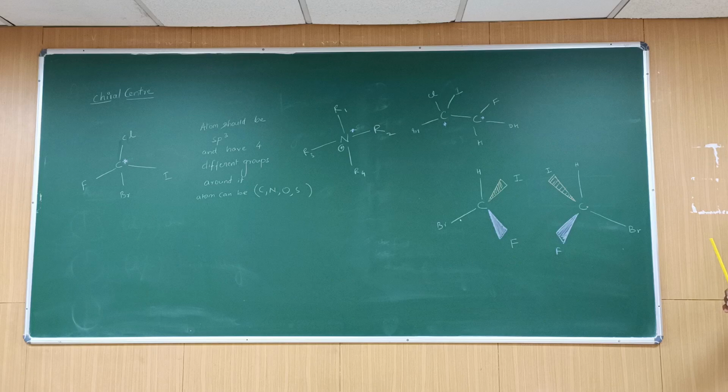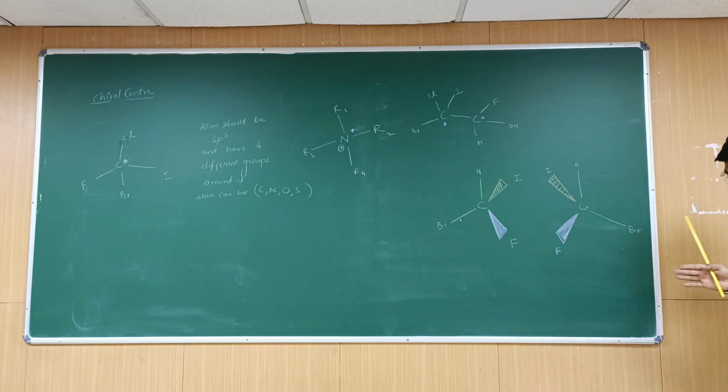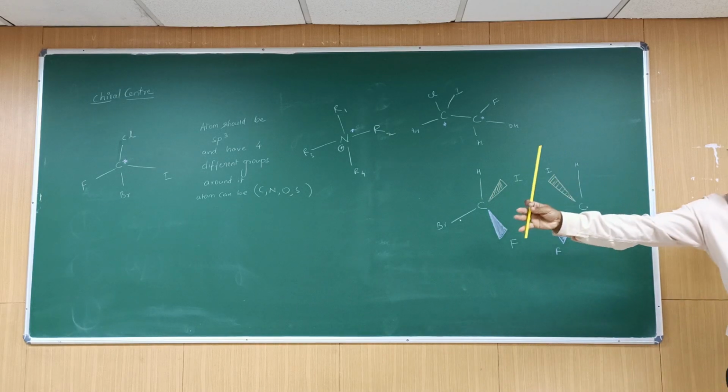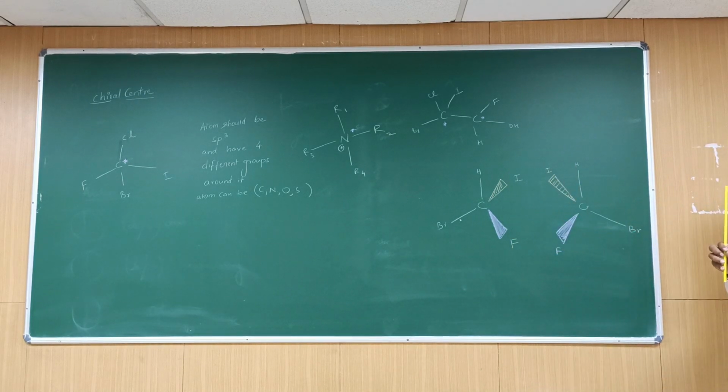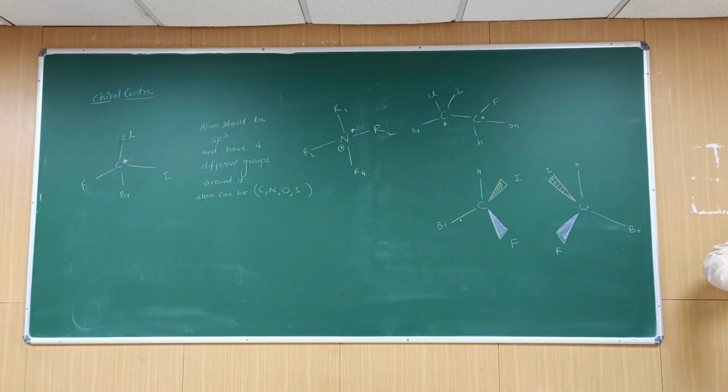Fluorine is like this in the mirror. Do you agree with that? Because this was fluorine. Fluorine is like this. And iodine is like this. So in the mirror, iodine will look like this. So the fluorine and iodine face like this. Hydrogen was here. Hydrogen is again going to be here. Bromine was here. Bromine is again going to be here.